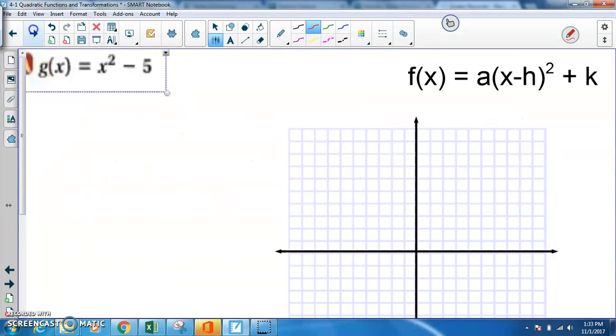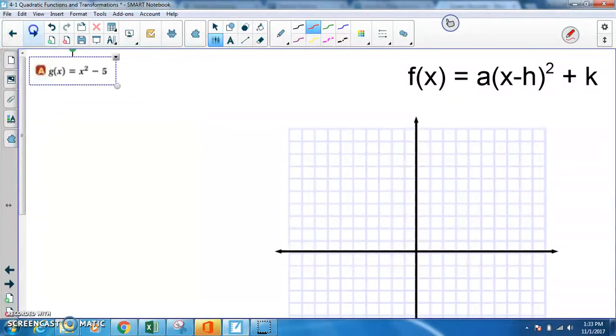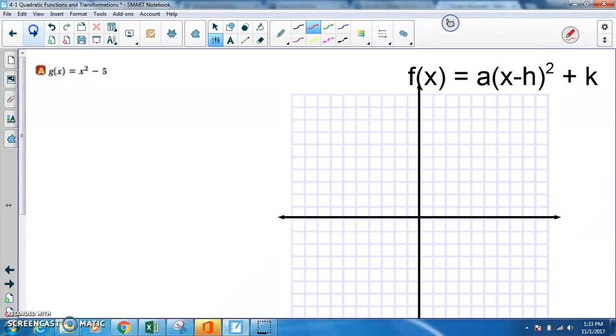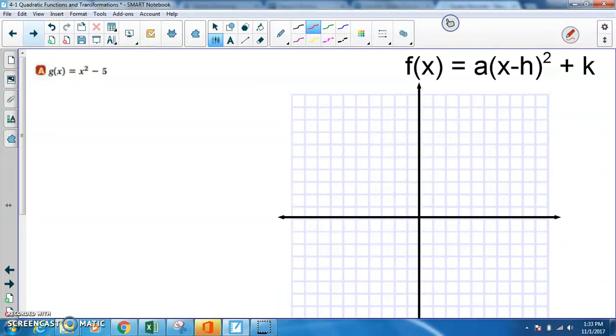So 1, g of x is equal to x squared minus 5. Step 1, vertex. We want to remember our vertex form of a quadratic, a times x minus h squared plus k. Since we have nothing on the inside, our x coordinate is 0. On the outside, we have negative 5. So that means we are going down 5. 0, negative 5 is my vertex, and I can draw my axis of symmetry.